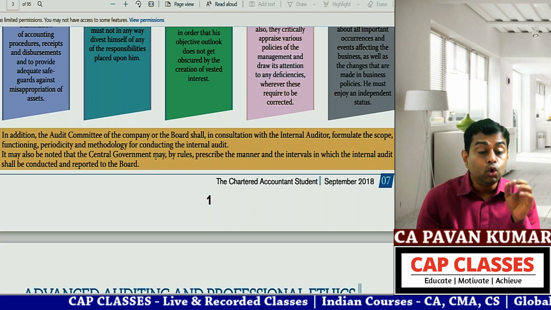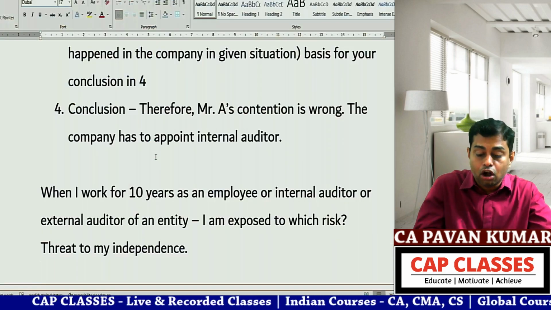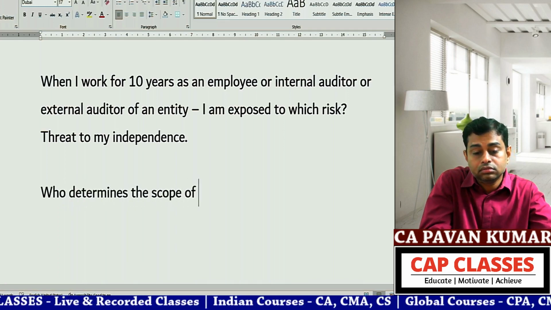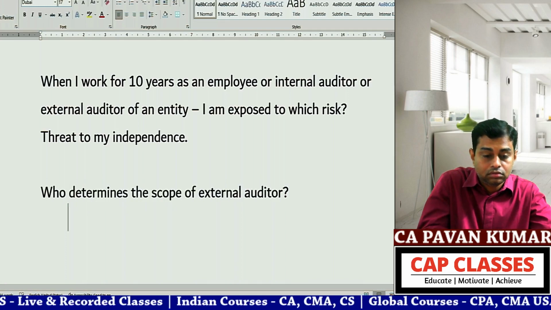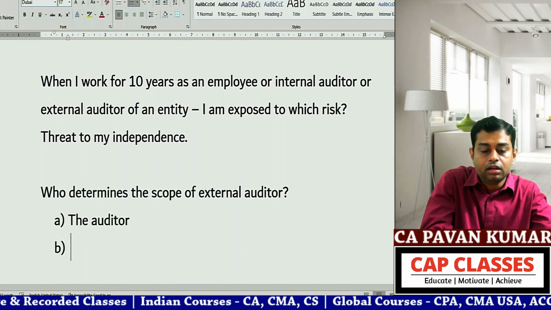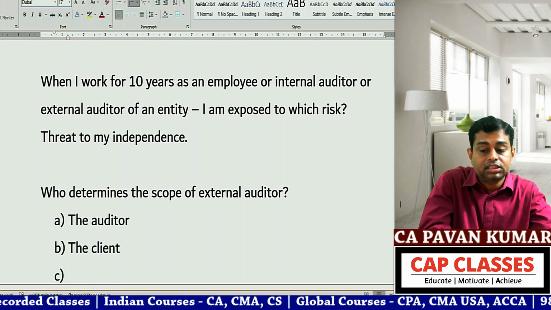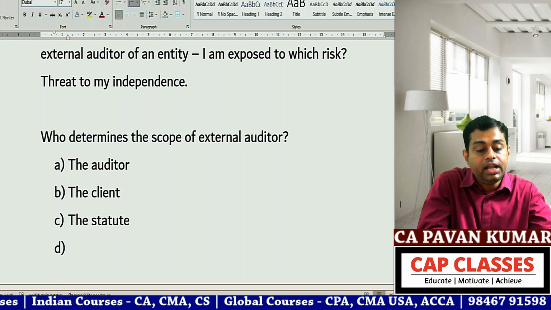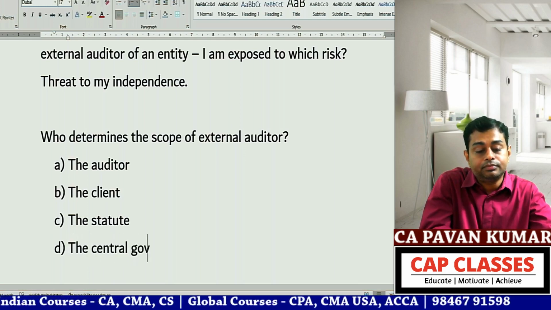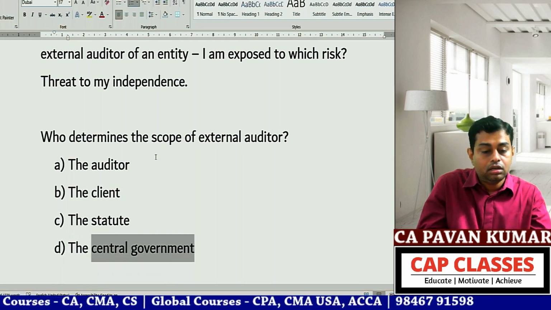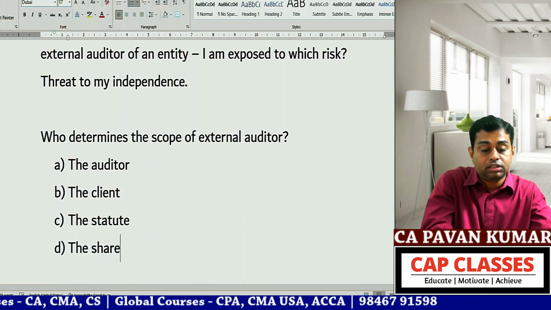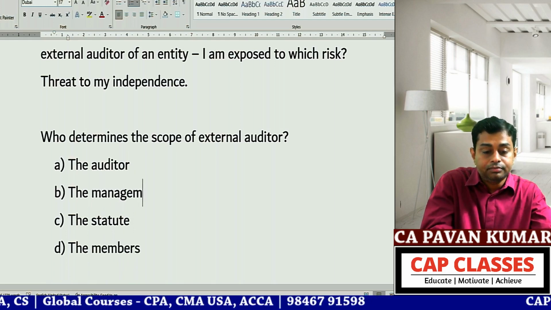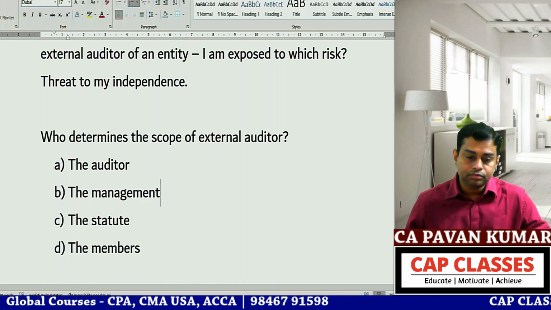Who determines the scope of external auditor? A, the auditor. B, the client. C, the statute. D, the central government. Or here we write the shareholders, members. Here I write the management. Tell me, give the answer.